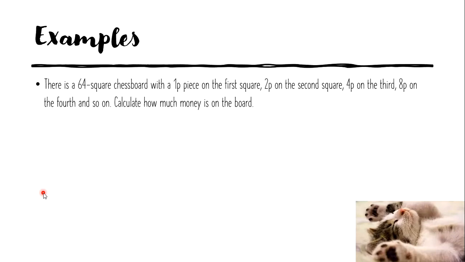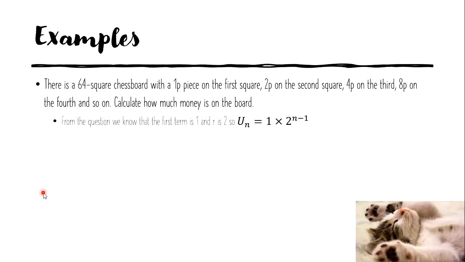Okay, so here's an example. There is a 64 square chessboard with a 1p piece on the first square, 2p on the second square, 4p on the third, 8p on the fourth, and so on. Calculate how much money is on the board. Now, we did see a similar question in the sequences video when we did the geometric example there, but it wasn't the how much money is on the board for that one.